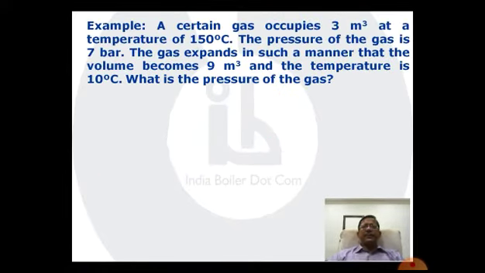Let us see. A certain gas occupies 3 meter cube at a temperature of 150 degrees centigrade. Now the pressure of the gas is 7 bar. The gas expands in such a manner that the volume becomes 9 meter cube when the temperature is 10 degrees centigrade. What is the pressure of this gas at this condition?